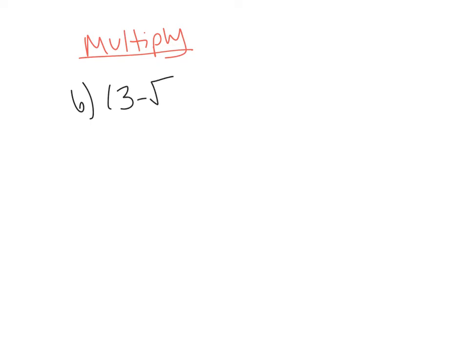So now we're going to multiply different binomial expressions. So binomial, again, root bi means 2. So we're going to be taking 2 terms and multiplying by 2 terms. So let's look at an example. How are we going to go about multiplying 3 minus square root x times 5 plus square root x?